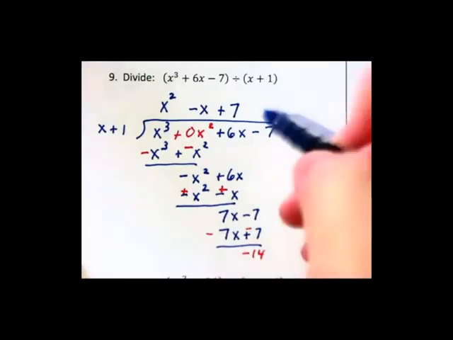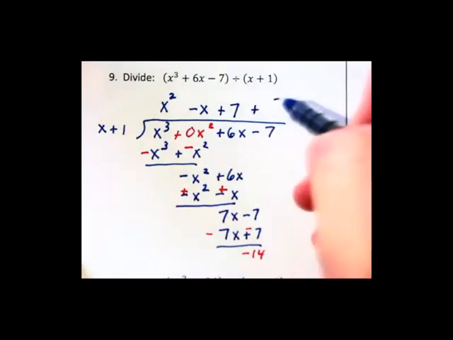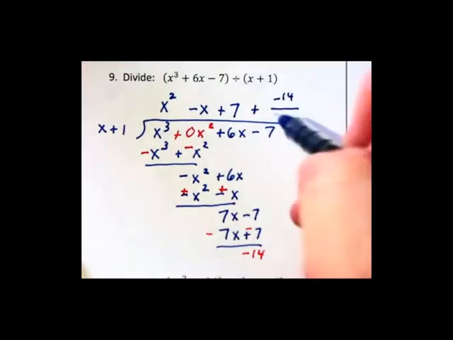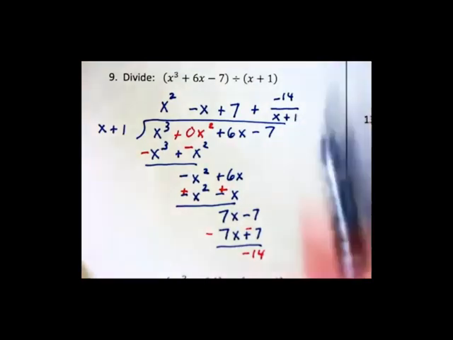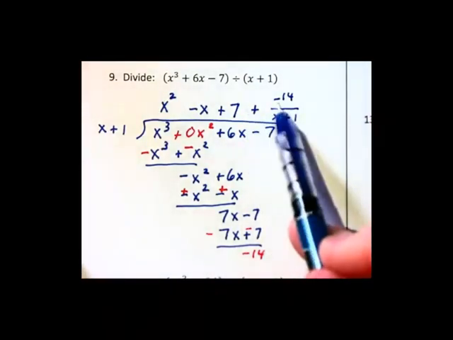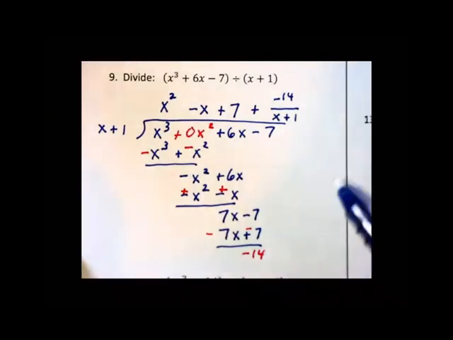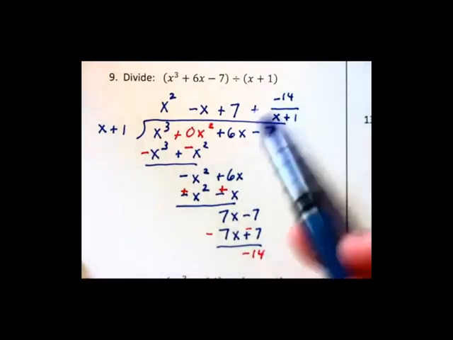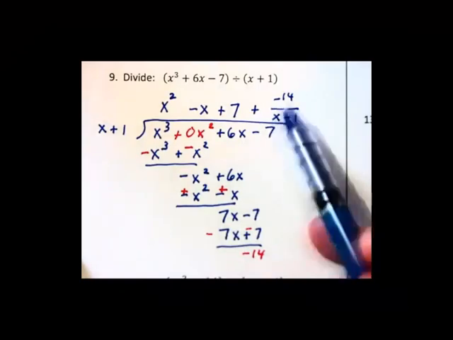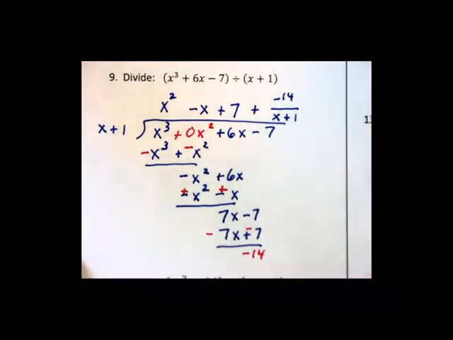I'm going to write plus negative 14 over x plus 1. I choose to always go plus my remainder instead of a minus, just the regular 14, just as a general rule, because that way I never have to worry about distributing a negative if I've got the negative in the place where it should belong.